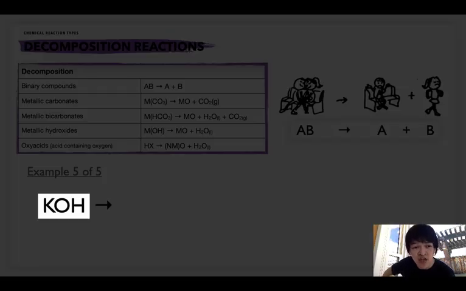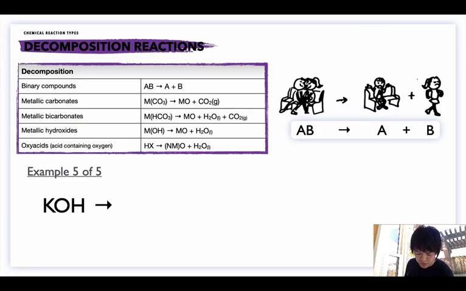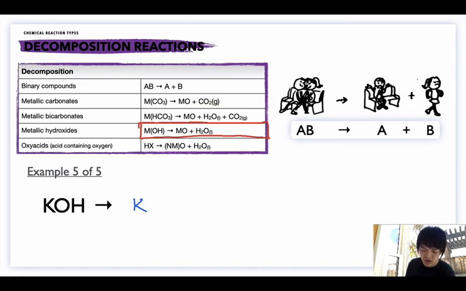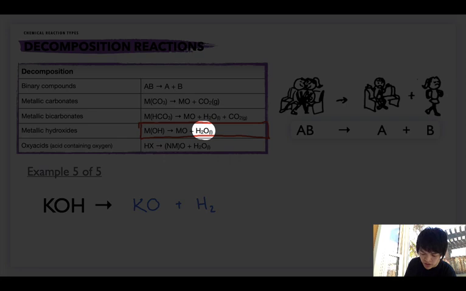And let's go to our last and final example. We have potassium hydroxide here. So this one must classify as a metallic hydroxide. We're going to have two products. The first one is a metal oxide, and the second one is going to be water. So we're going to write down our metal oxide. The metal is potassium here. Oxide is O. And water is just H2O. So that's our second product.